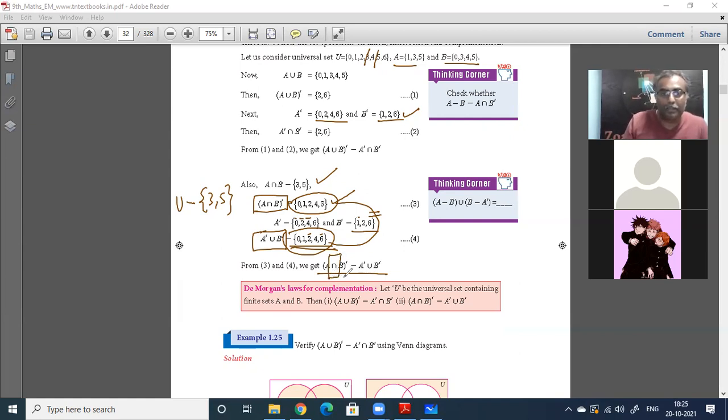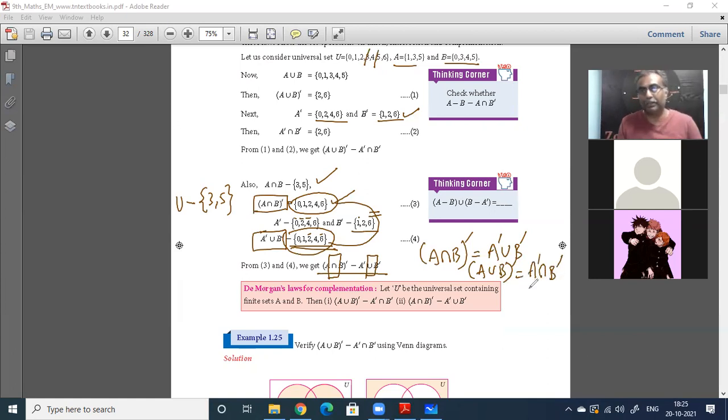On the whole side, you have intersection. On the individual complement side, you have union. Whole you must put as intersection complement, and individual complement you should put union. If you put whole as union complement, then on the individual side you have to put intersection as complement. Individual complements and intersection. That's all. These are De Morgan's laws for complementation.